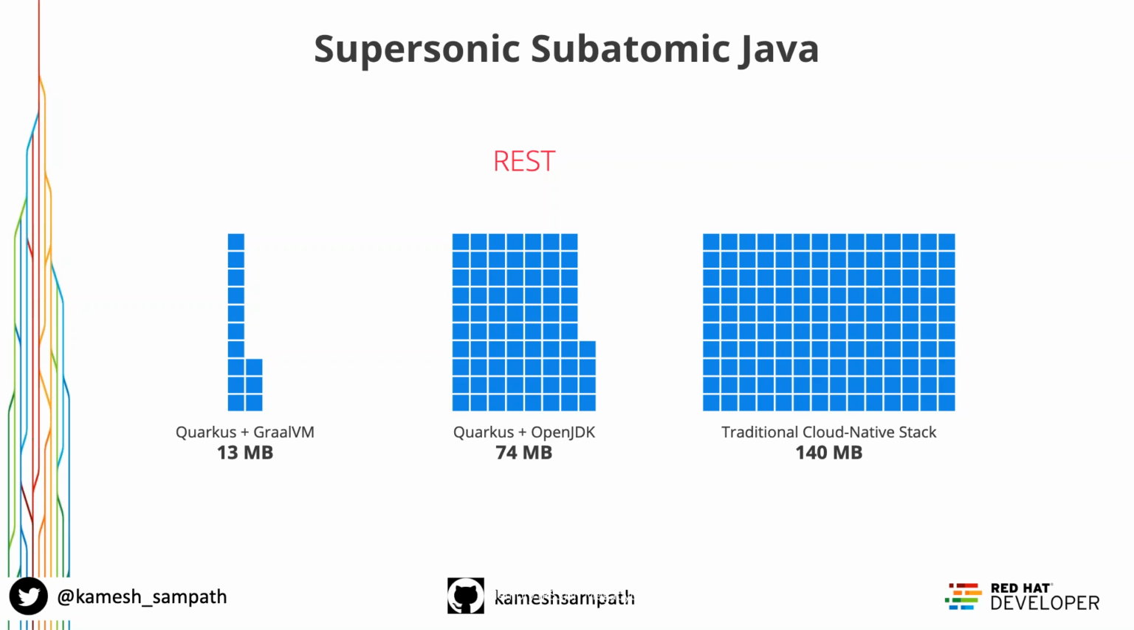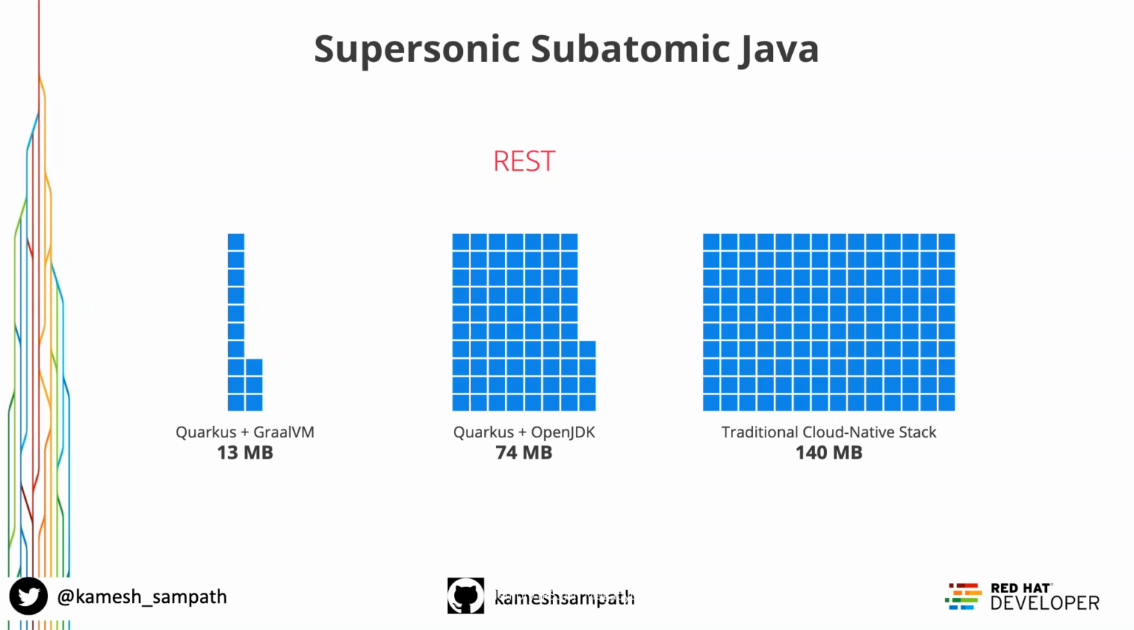140 MB. Okay, this is going to be your RSS, resident set size, which is a super critical component when you're deploying an application in Java, because resident set size determines the actual memory: the heap plus metaspace plus other stuff that your Java application is taking, other than your disk and IO, which is already there. It excludes those things. So there's 140 MB, which is what the traditional cloud native stack takes.